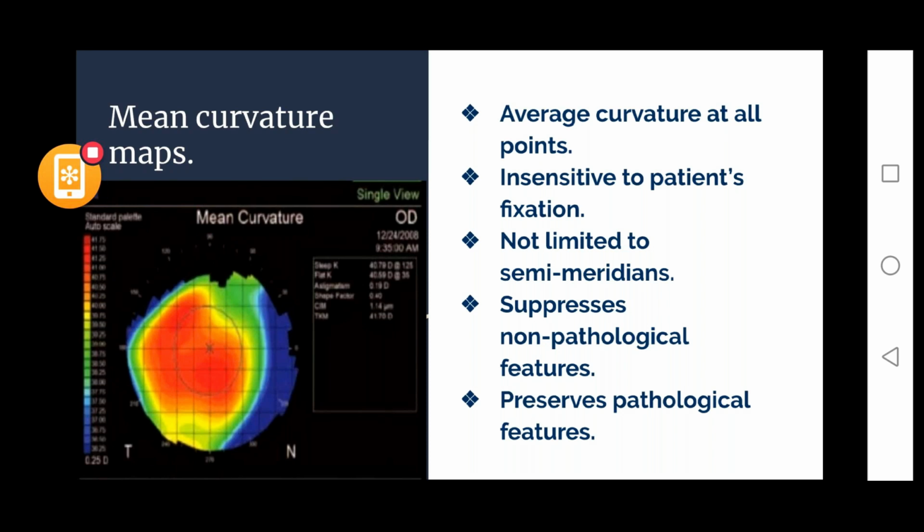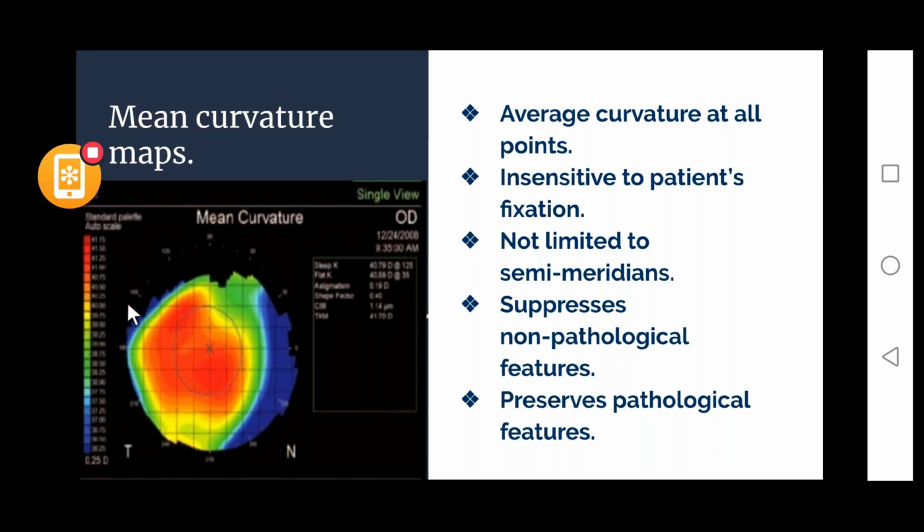The best part about this is that it basically suppresses the non-pathological features. Suppose on a tangential map you're looking at with-the-rule astigmatism, and somewhere in the dumbbell there is an abnormal point on the cornea. This abnormal point may be masked under the with-the-rule astigmatism pattern, but if you look at the mean curvature map, that area will be shown. That area will appear to be an abnormal area.